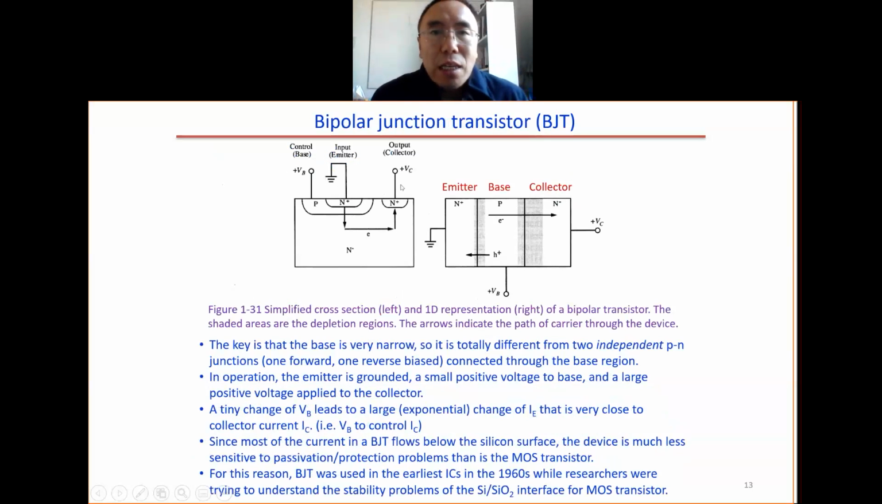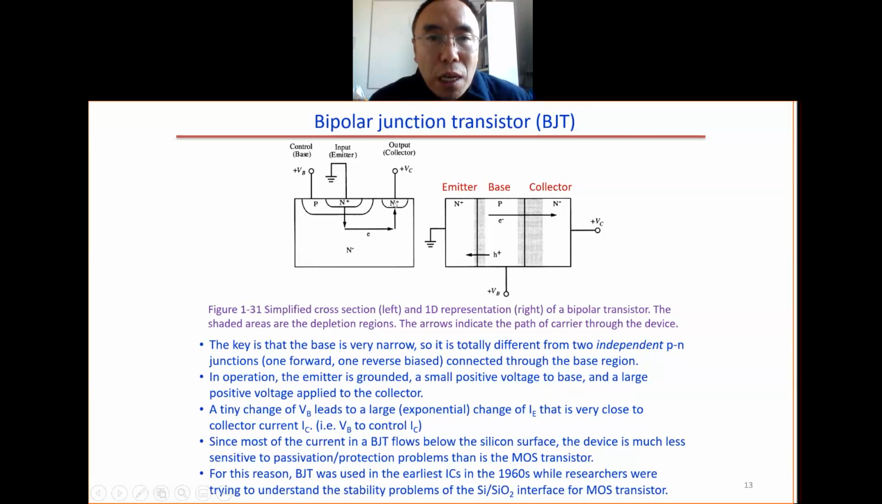Now let's look at another transistor, the bipolar junction transistor. If we look at this figure, we have this N minus substrate. Then we have this P-type, which is the control. This is the base. N minus is the collector. But here we have this N plus.